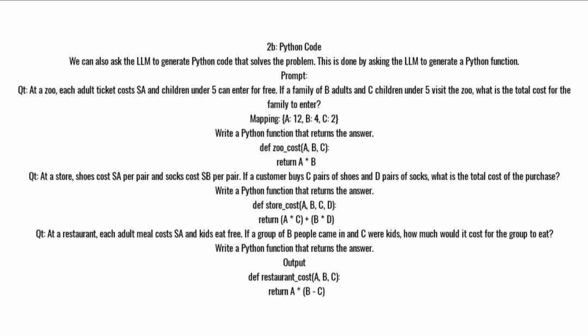QT. At a restaurant, each adult meal costs $A and kids eat free. If a group of B people came in and C were kids, how much would it cost for the group to eat? Write a Python function that returns the answer. Output: def restaurant_cost(A, B, C): return A * (B - C).